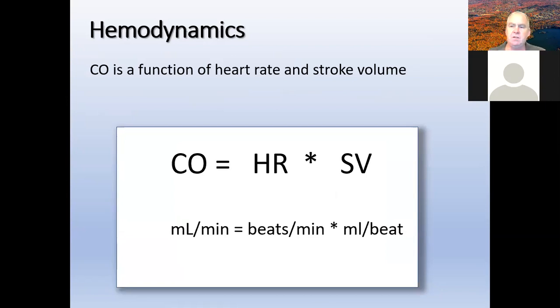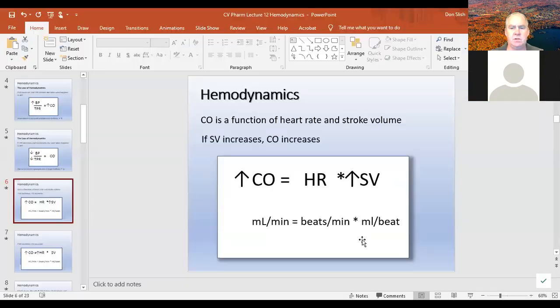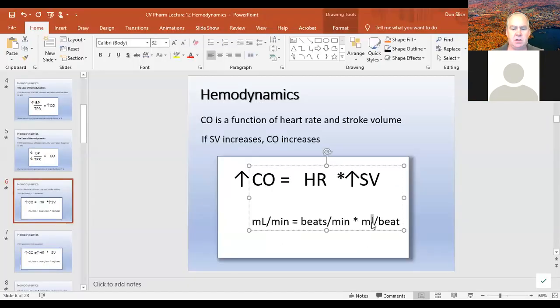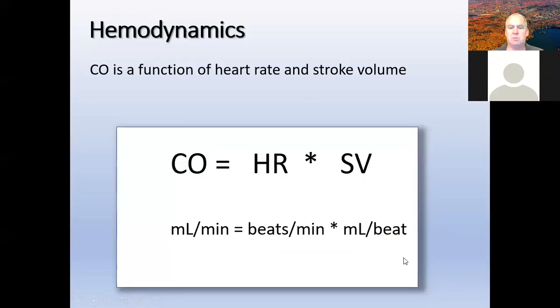So I love to be able to kind of look through the math, so we don't just have random units here. These units make sense, and it helps you to understand what's going on. Heart rate, number of beats per minute, right? Stroke volume is number of mils per beat. So if you multiply beats per minute by mils per beat, the beats cancel out and you end up with mils over minute, which is this over here, mils per minute. Except that should be a capital L, I believe. Okay, mils per beat, mils per minute.